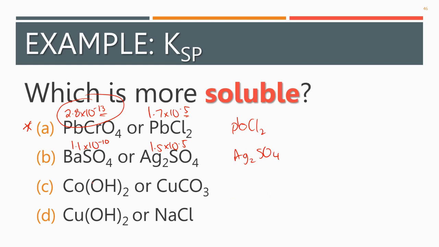Cobalt hydroxide, 1.3 times 10 to the negative 15. Or copper 2 carbonate, pardon. And that is 1.0 times 10 to the negative 10. So you can see that cobalt, that's supposed to be negative 15. Copper carbonate is more soluble.